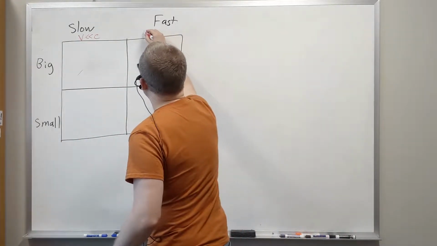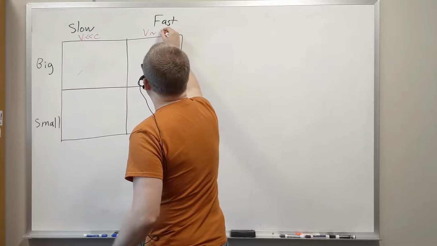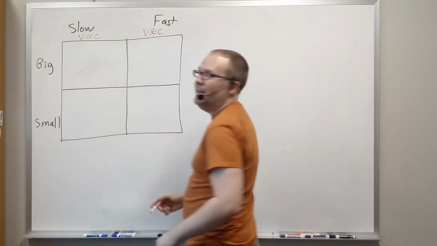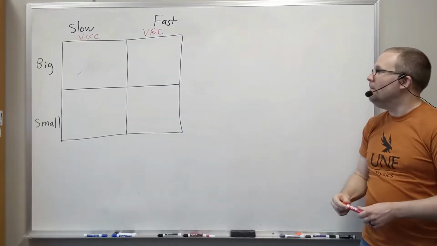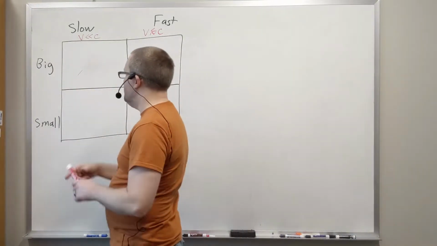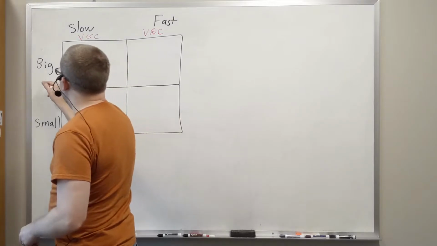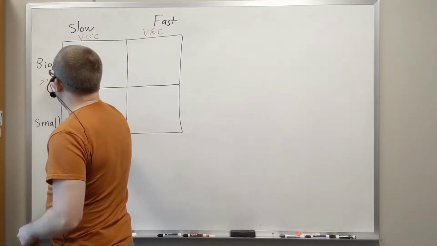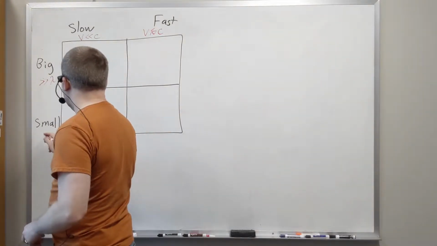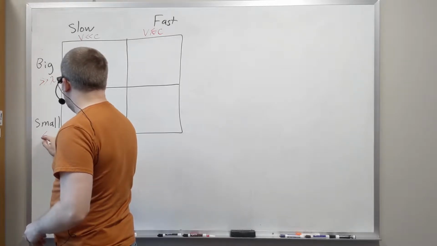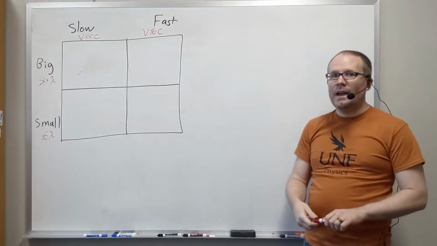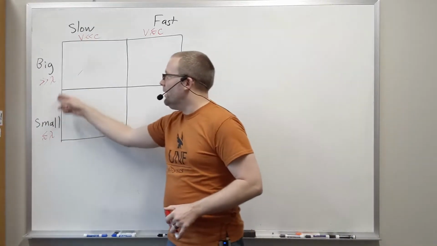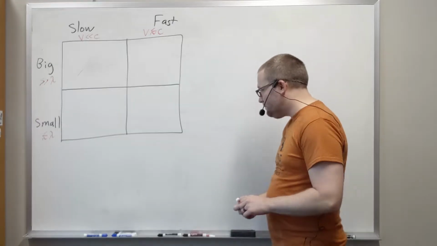And by fast, we mean speeds that are approximately the speed of light, definitely less than the speed of light, though, like we'll see in a few minutes. By big and small, we mean compared with the object's own wavelength. Now, it's a little bit weird to talk about an object having a wavelength. Usually we talk about waves having a wavelength, but we'll look at what that wavelength means.